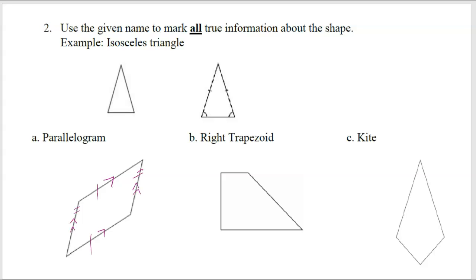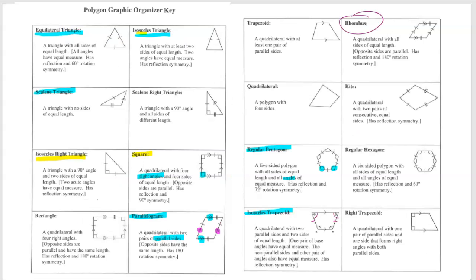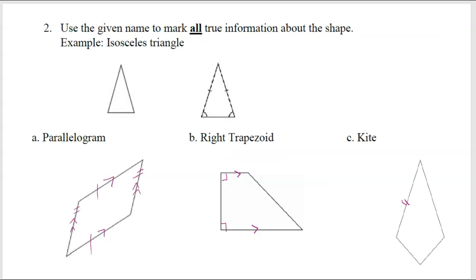Right trapezoid, again, they have to have 2 right angles, and then this is parallel to that. Okay, and again, if you don't remember what these look like, you can always look at your Polygon graphic organizer and see kind of like what is happening, right? A kite is our last one, right? So that side matches up with that side, that side matches up with that side.